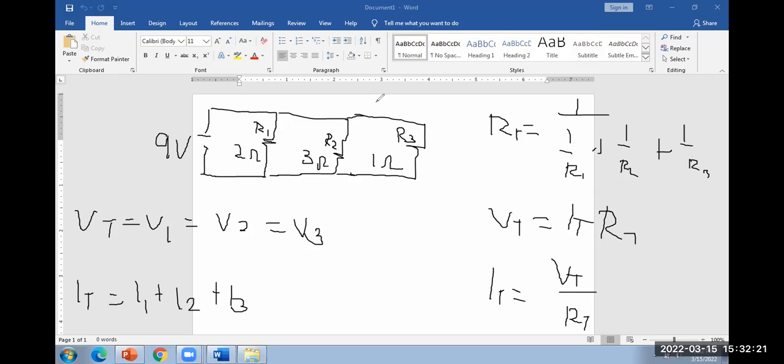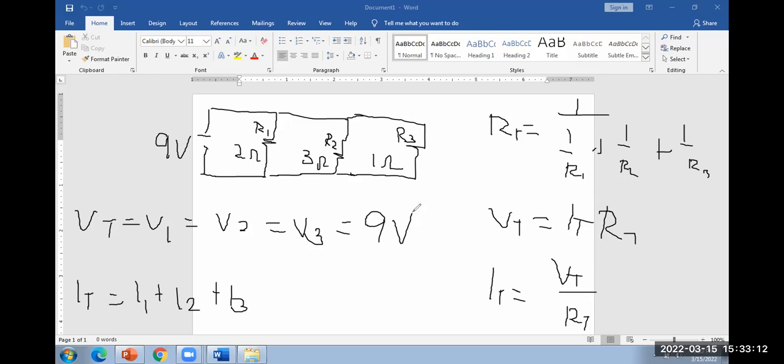So total voltage natin dito same lang. So 9 volts lang sila lahat, di ba? So 9 volts lang ang total voltage natin. Pare-parehas lang din naman. So what is the total resistance? Ilan yung total resistance natin? So 1 over 2 plus 1 over 3 plus 1 over 4, ay 1 over 1. So 1 divide yan, sir.